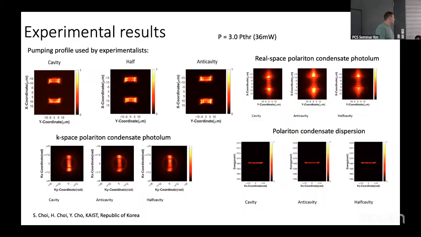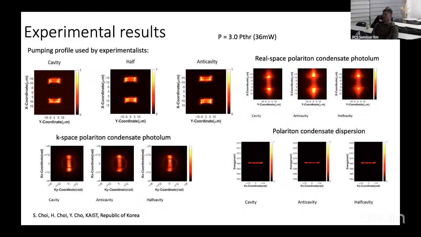And then to focus and to produce this bright spot, you need some pumping profile. You can use just two Gaussian spots. But we studied that configuration and compared it to anti-cavity. It means the qualitative role of the pumping profile is just to keep condensation in a specific area.